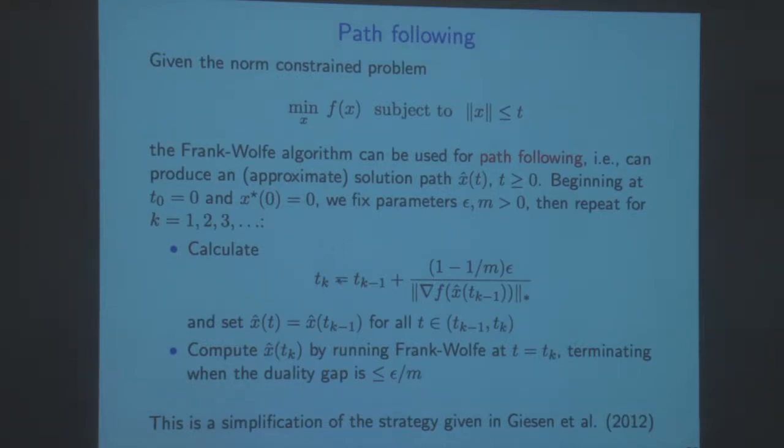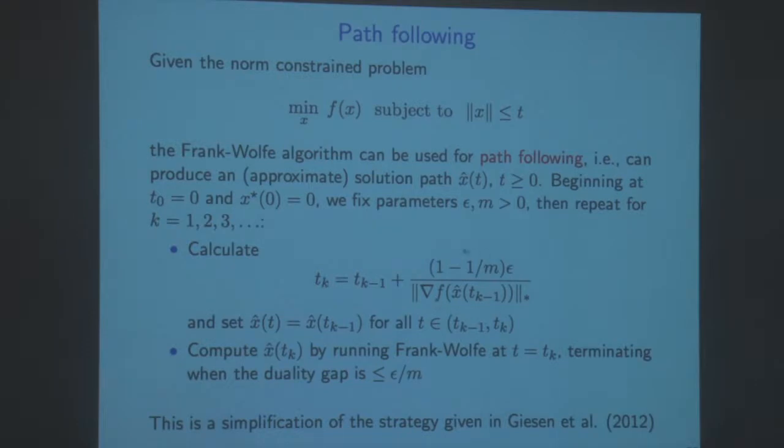At every step, we're going to calculate what we're going to call the next value of t, which I call t_k, given the previous one, which is just the previous one plus something. And that something is 1 minus 1 over m times epsilon divided by the gradient of our loss function evaluated at the previous point. So t1 is going to be given by 0 plus 1 minus 1 over m times epsilon divided by the gradient of f at 0, once I apply the dual norm.